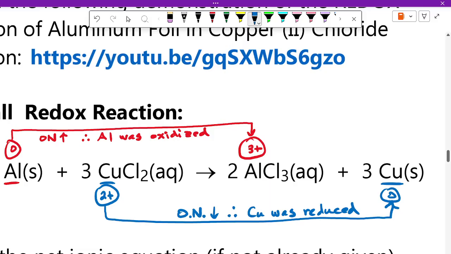Now, how about chloride? What's the oxidation number of chloride on the left? -1. What's the oxidation number of chloride on the right? -1. So that means that chloride was not involved in the reaction. It is just a spectator ion.